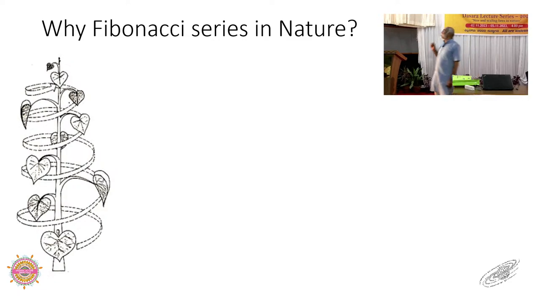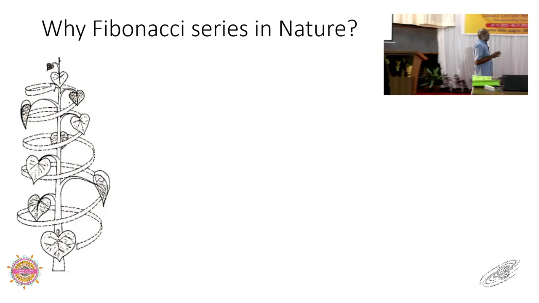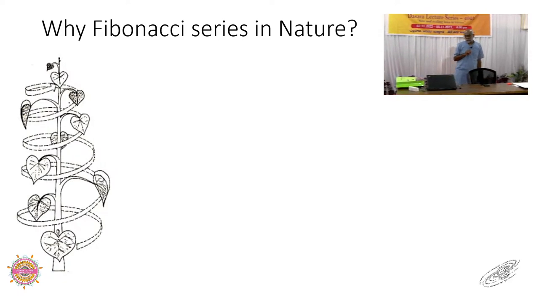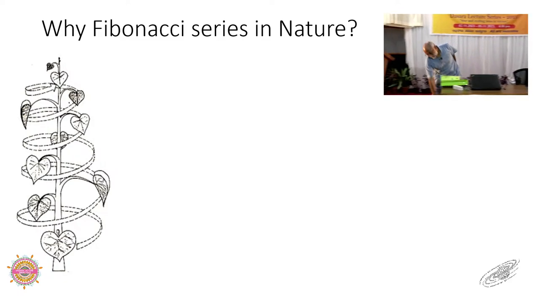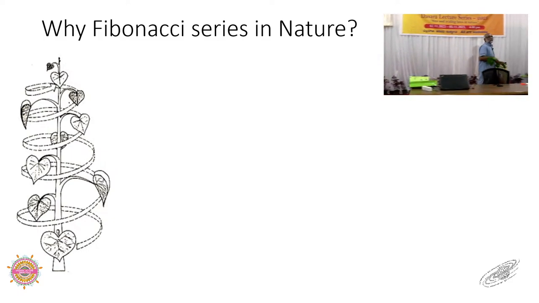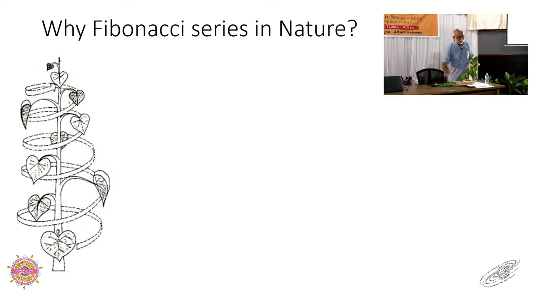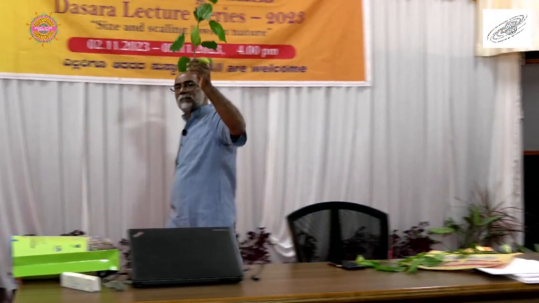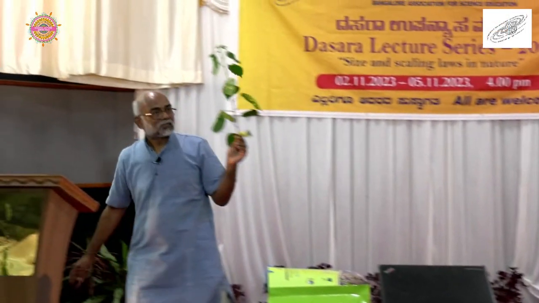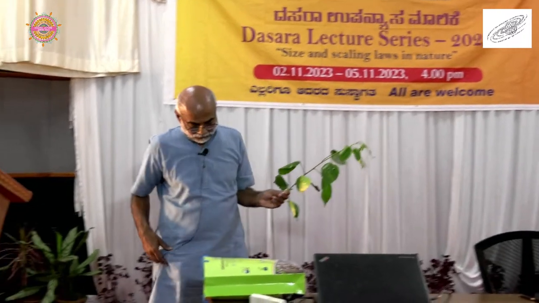However, there are some examples we can put across and say perhaps it is because of this. One among them is what is called phyllotaxy. How many of you know about phyllotaxy? Very good. Not many. Phyllotaxy is nothing but the arrangement of leaves around a stem or around the branch. Okay? Now, what do I mean by arrangement of leaves around the stem and branch? Now, look at this diagram here.